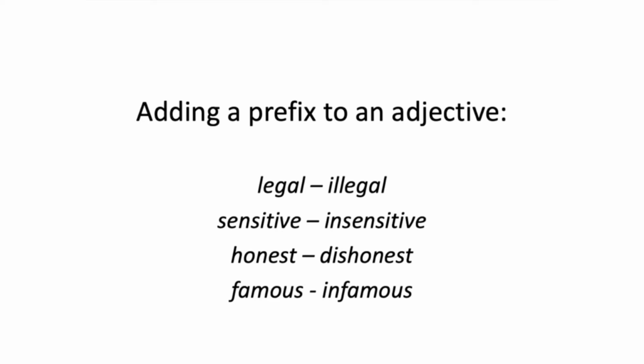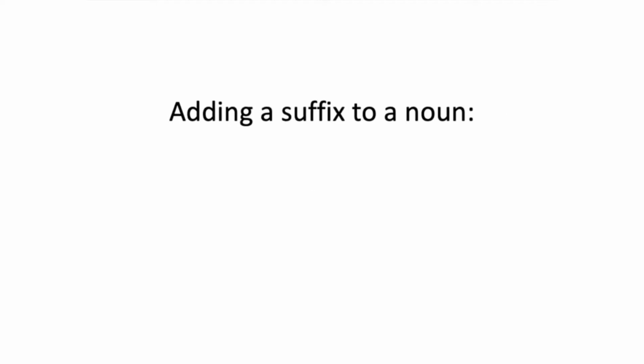The prefixes il, in, dis, and ir are common prefixes. So this is how you add a prefix to an adjective to form a new word. Now we can also form adjectives by adding a suffix to a noun. A suffix is a combination of letters we add at the end of a word to make a new one.